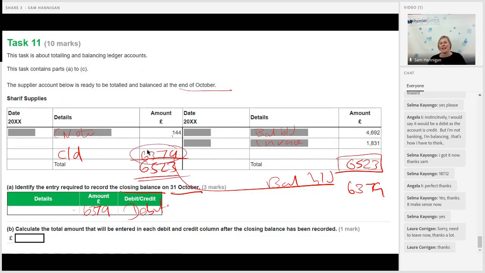And that's all that it's asking, but when you read it, it makes it sound really complicated. So all it's saying is, what's the total that you'd put on debit and credit side? Well, you'll know when you're balancing off an account, it's got to be the same total there. And it's the total of the highest side. So it'd be 6523. Okay.